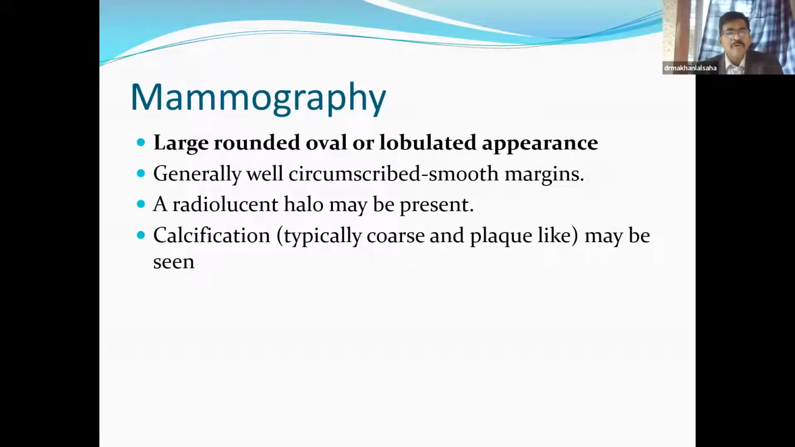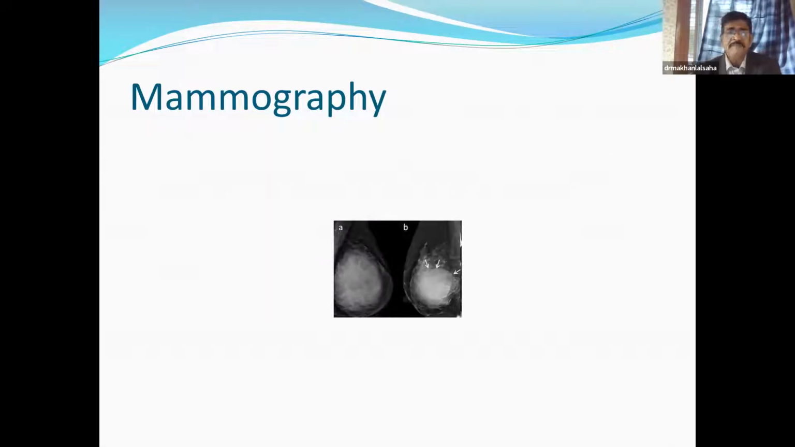What is the appearance in mammography? In mammography, this appears as a large rounded, oval or lobulated mass. This usually has well-circumscribed smooth margins. A radiolucent halo may be present around the tumor. Sometimes calcification, typically coarse and plate-like calcification, may be seen. So this is a classic appearance on mammography where you have a tumor with a peripheral halo and a dense lobulated mass in the breast.